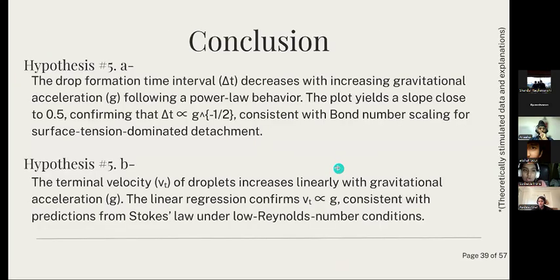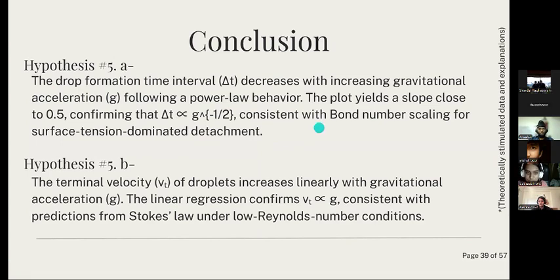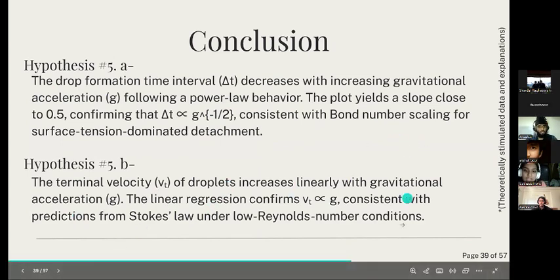So with this, we can conclude that the drop formation delta T decreases with increasing gravitational acceleration, following a power law behavior. And for the Stokes law quantification, the terminal velocity of droplets decreases linearly with gravitational acceleration, and the linear regression confirms both our hypotheses as well.